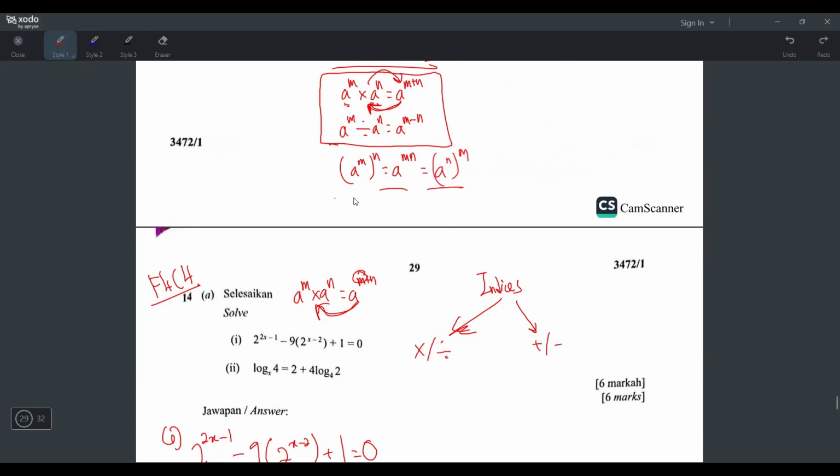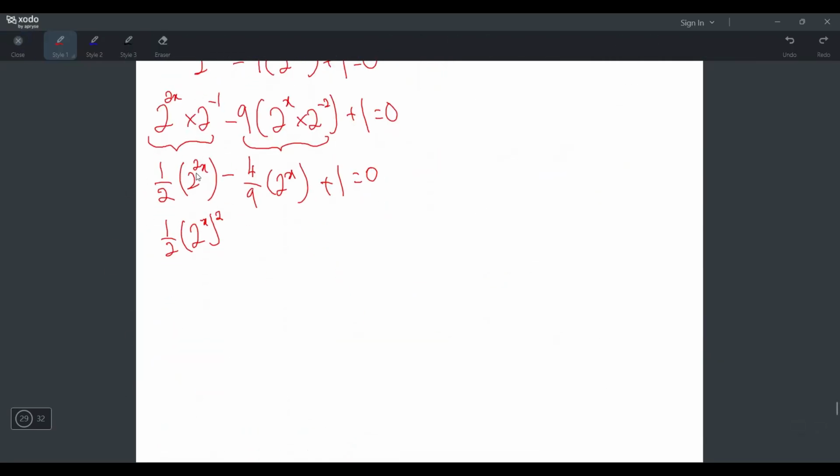Isn't it the same? Because you will just times them together, so you just end up getting the same, right? So now come back here. If I have 2 power 2x, I can write 2 power x power 2 or 2 power 2 power x. This one is all the same, right? But why must I write it like that? Why must I write 2 power x power 2?